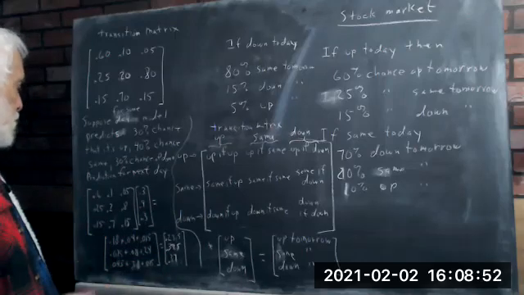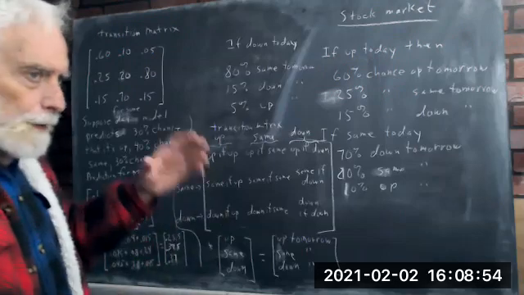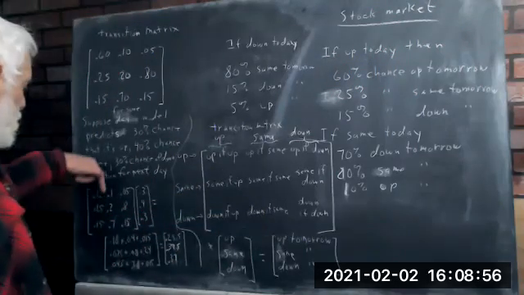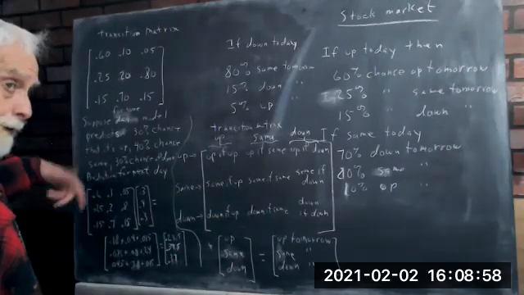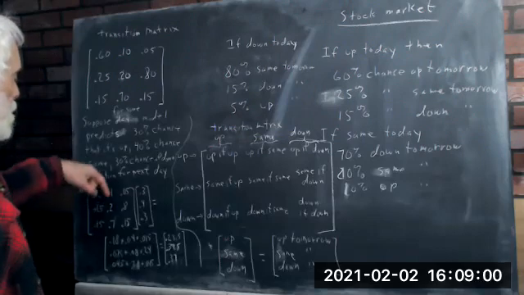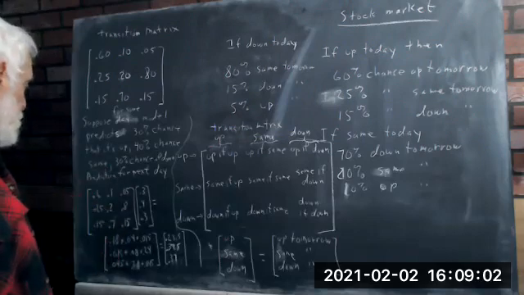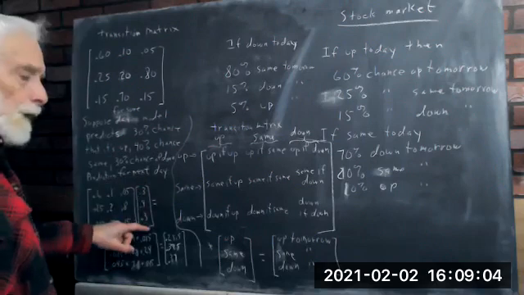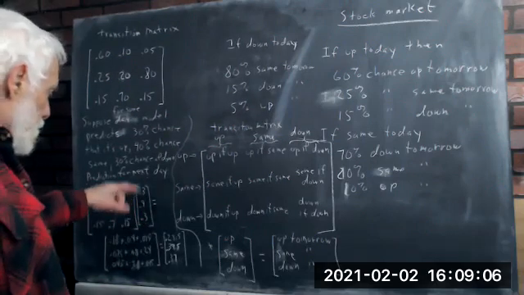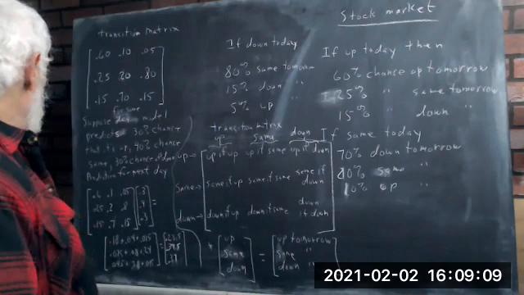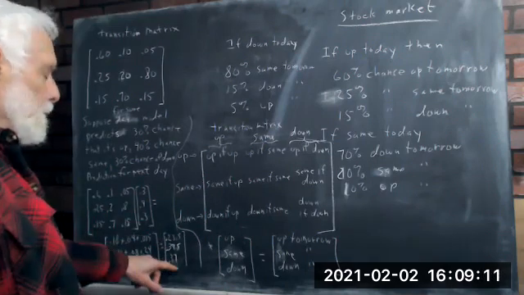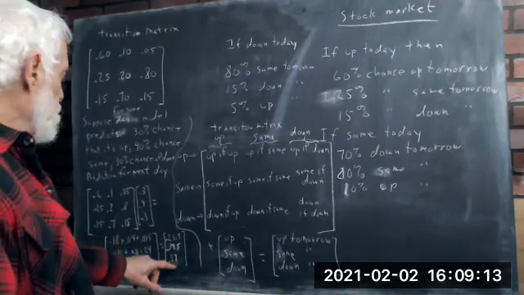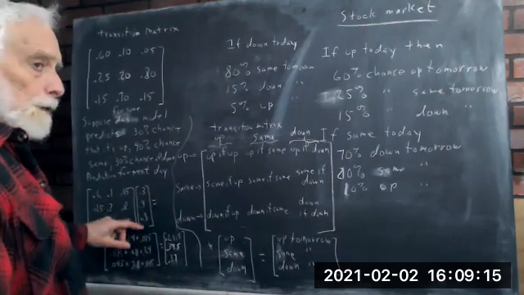Okay, so again, this is a stochastic matrix. It's a probability matrix, a transition probability matrix. The columns add up to 1, and the column vector that you multiply has numbers that add up to 1. They predict the probabilities of different outcomes tomorrow, given the outcomes today.